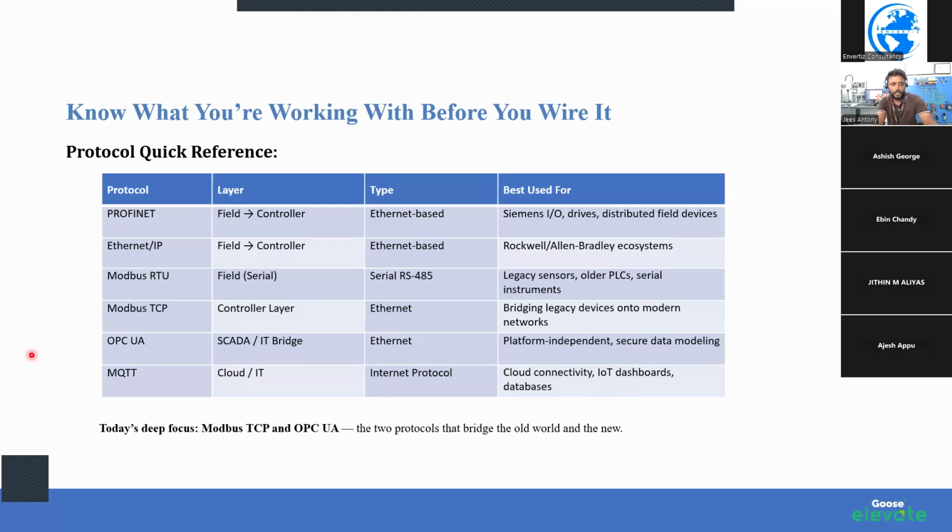Modbus RTU and TCP are two very commonly used open protocols. Modbus RTU is a serial communication protocol, where the physical layer is RS-485. And Modbus TCP is an Ethernet-based protocol, and Ethernet is a common industrial network protocol that is getting very popular nowadays.